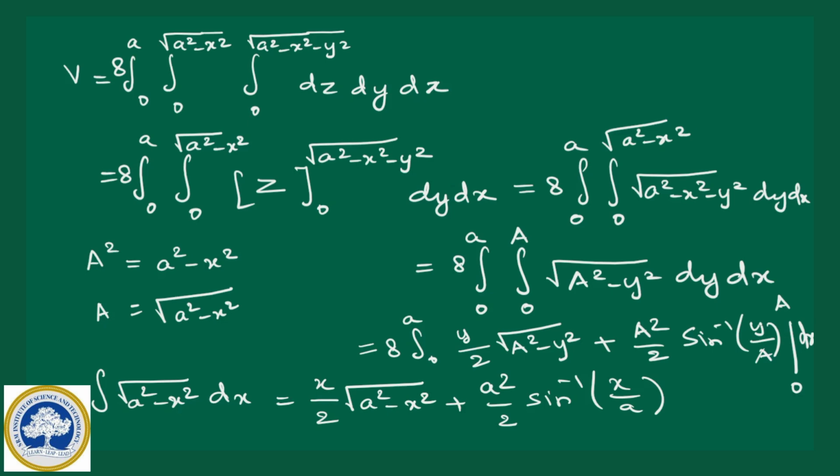Now we have to apply the limit in place of y as A. If you put y equal to A here, A square minus A square becomes 0. Similarly, for the lower limit 0, in place of y if you put 0, 0 into anything is 0. So for both the upper limit as well as the lower limit, the first term becomes 0. Next, coming to the second term, if you put y equal to A here, it becomes sine inverse of 1. What about the lower limit? Sine inverse of 0 is 0. So finally, you have the value only for the upper limit for the second term. So now we can write it.